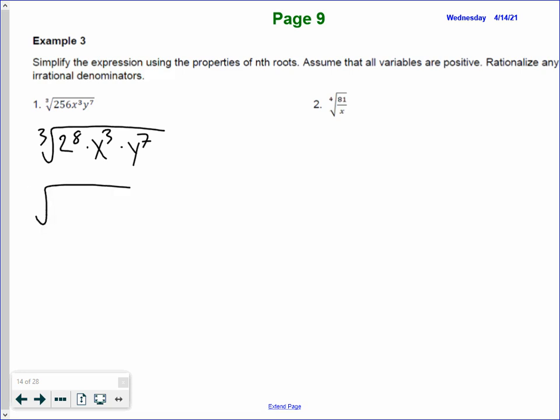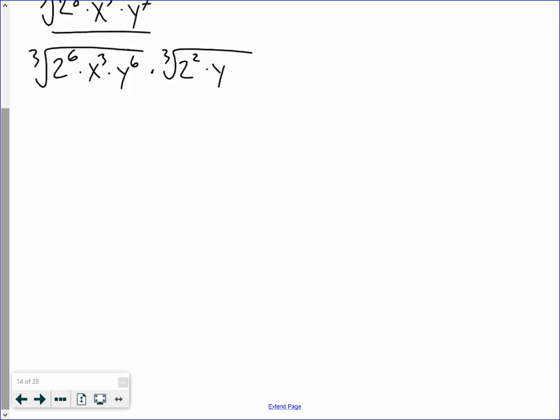So I can rewrite this as the cube root of 2 to the 6th times x cubed times y to the 6th. And that's all going to be multiplied by everything that's left over, 2 squared times y. So when I multiply these all back together, I'll end up with what I started with. And the reason why I split it up this way is because this radical expression here can reduce down evenly.